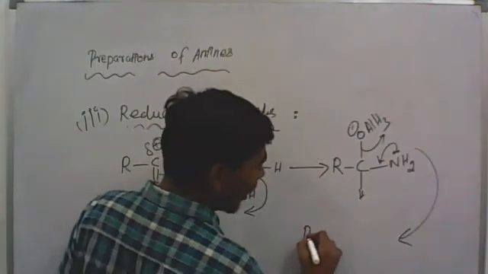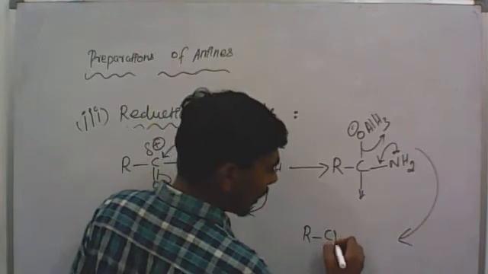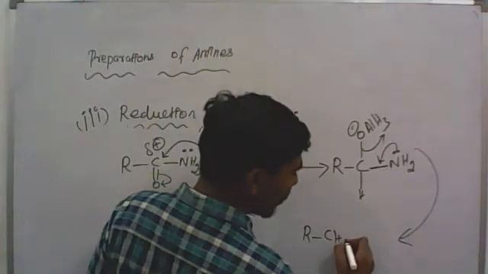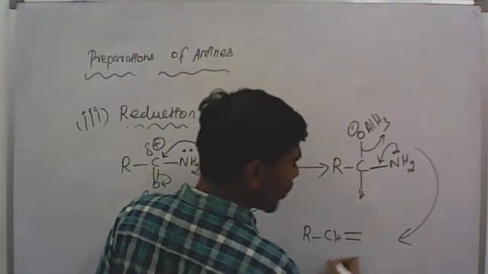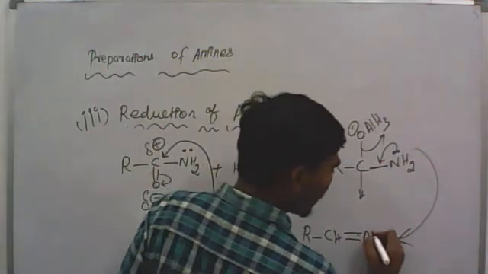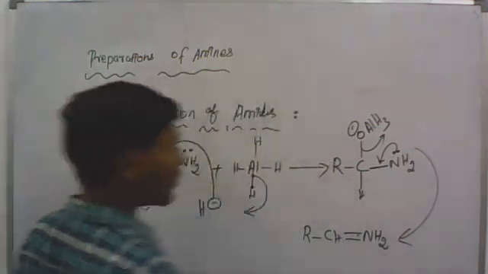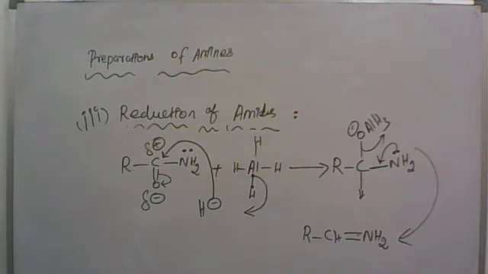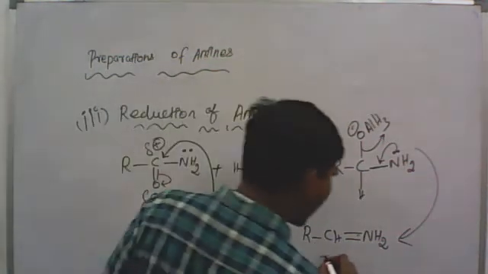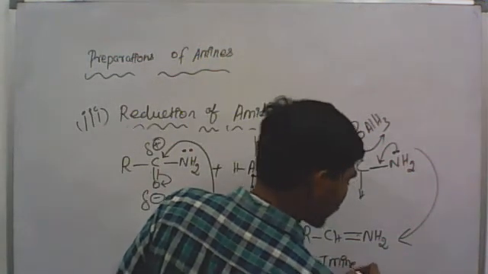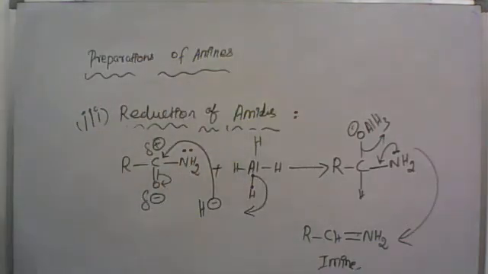Then we get R C H. Already a bond is there, and now it has created a new bond, and it becomes NH2. R C H NH2 is called an imine.